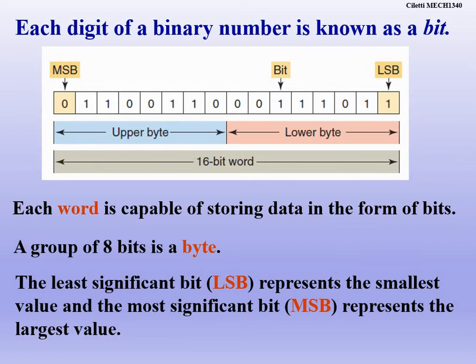Each word is 16 bits. We've covered some of this in the previous lecture as well. And a group of 8 bits is called a byte.